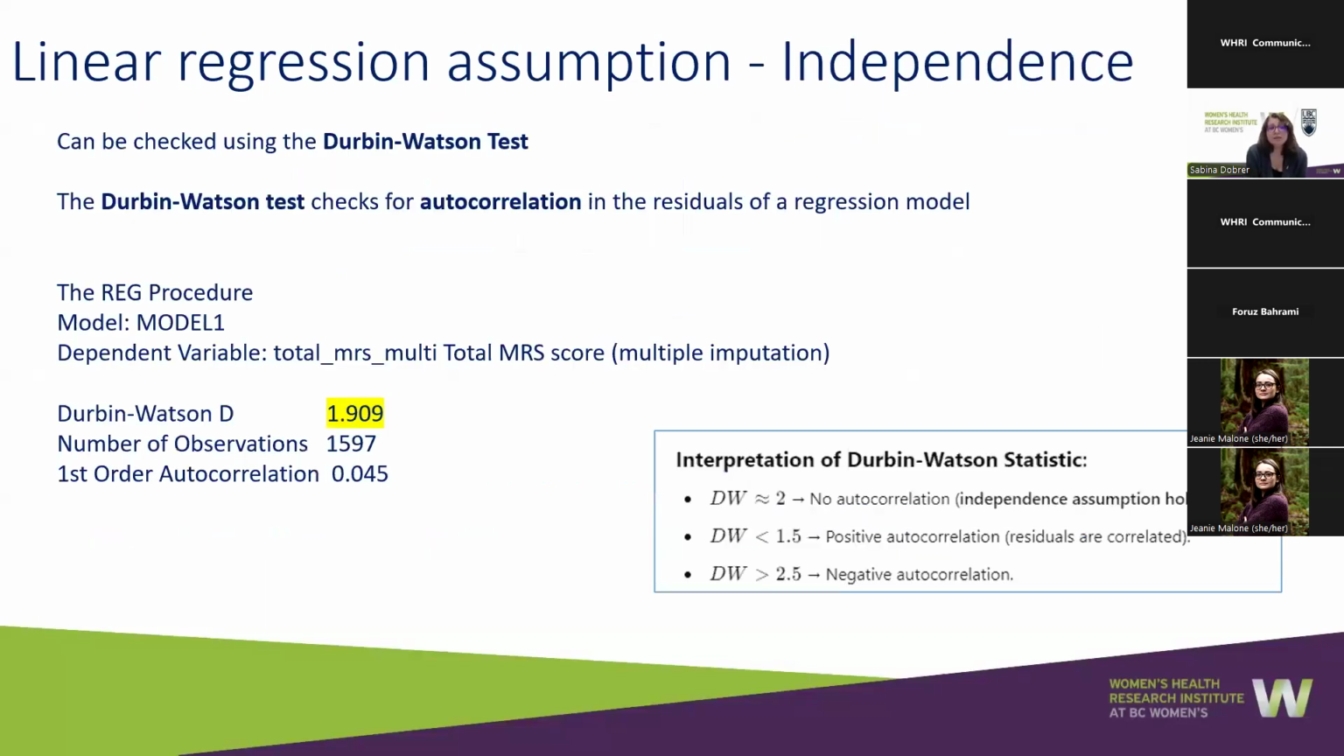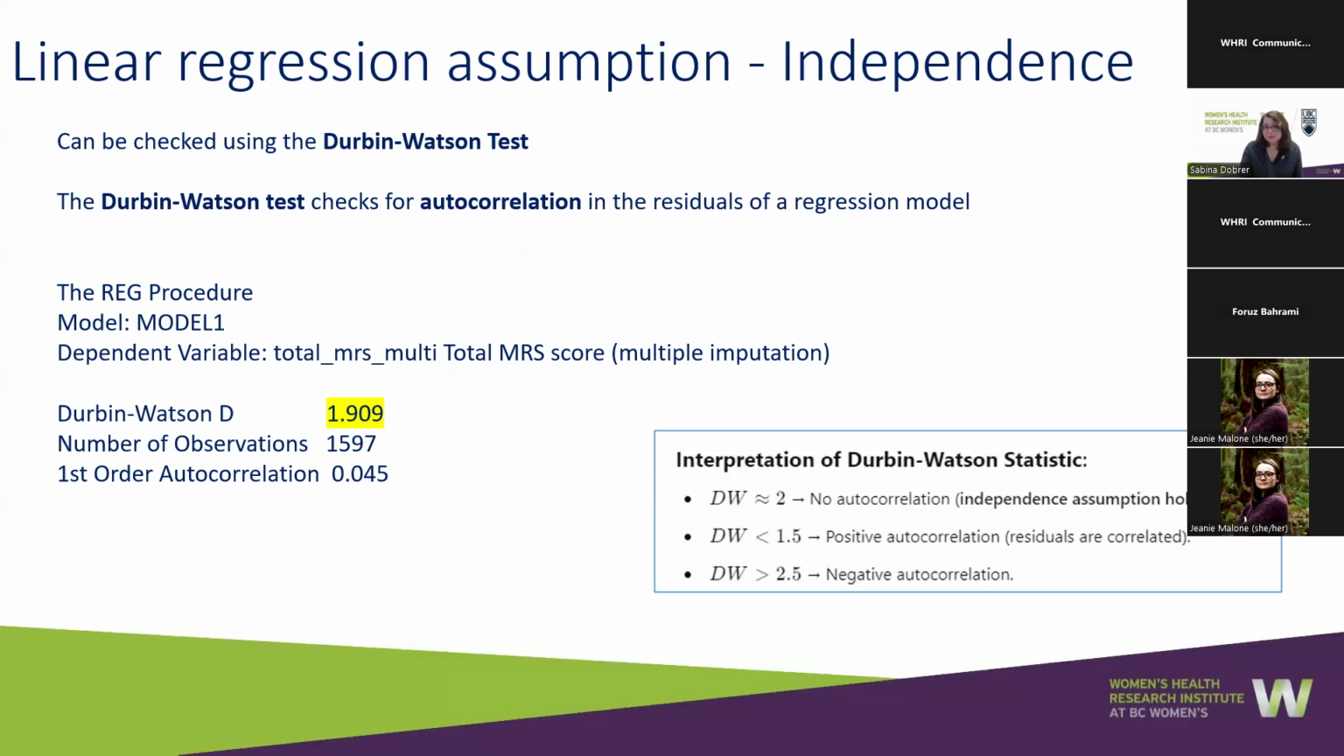So, linear regression assumption: independence. We must check the independence, and we can do it using a specific test, the Durbin-Watson test. What this test is doing is showing if there is autocorrelation. For example, if you use an ARIMA model for time series, you will use exactly the same test to prove that there is an autocorrelation. So I put the information in the SAS procedure, and I received the Durbin-Watson D as 1.9.